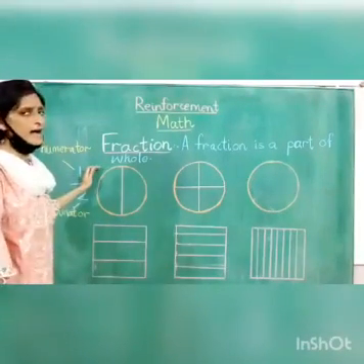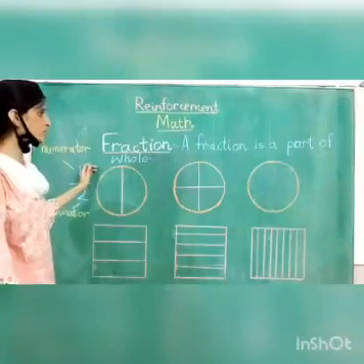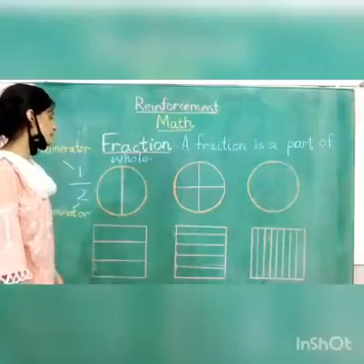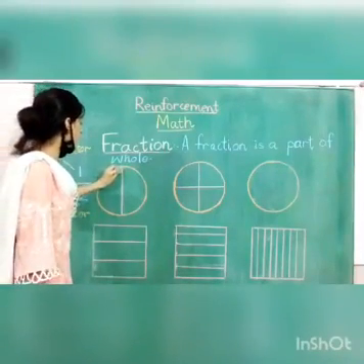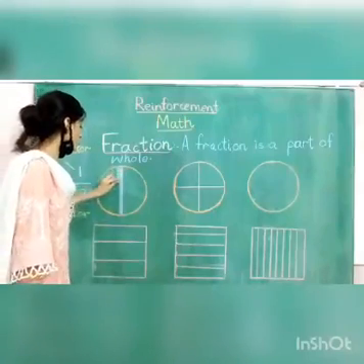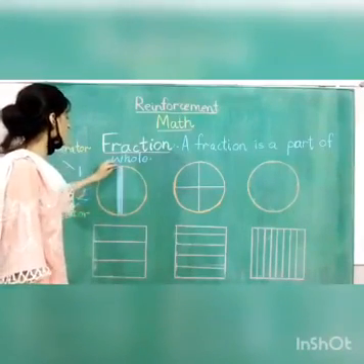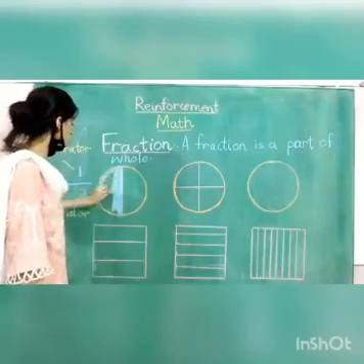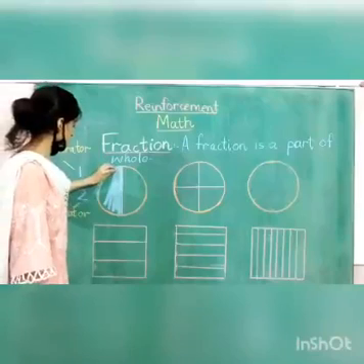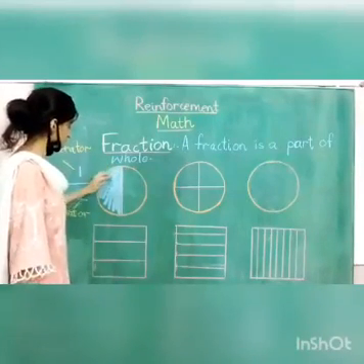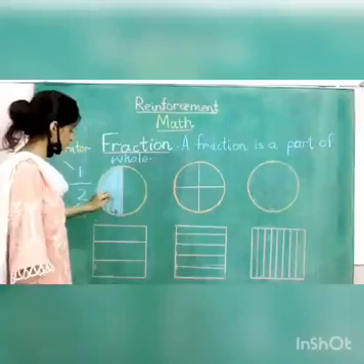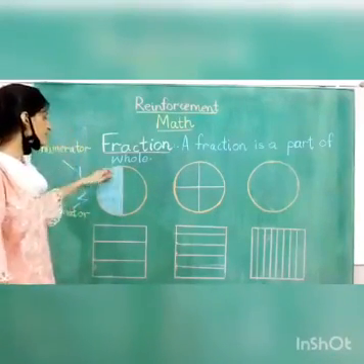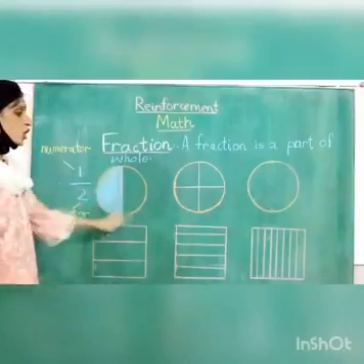With this circle, I will give you a question. What we have to do is color one half of this whole. So what will we do? Yes, we will color one part of this. We will color one half of this whole. Look, we have colored one half of a whole.